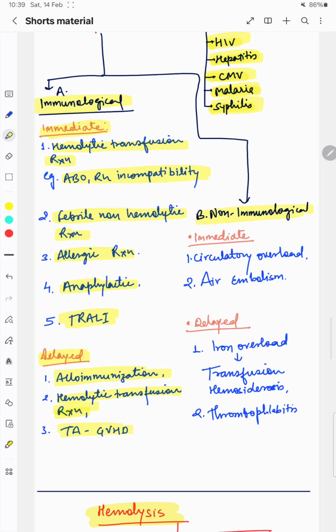In non-immunological transfusion reactions, the immediate ones are circulatory overload due to blood transfusion and air embolism, which was seen in the past when we used glass bottles for transfusion. In delayed non-immunological transfusion reaction, iron overload can be seen, and thrombophlebitis at the site of the vein puncture. Now we will see these transfusion reactions in a little more detail.